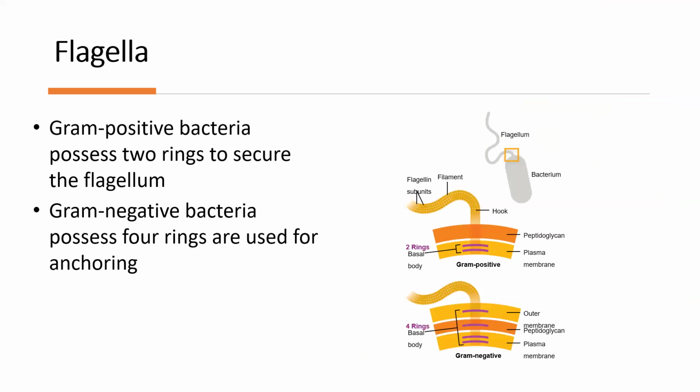This is just a small bit, but gram-positive bacteria possess two rings to secure the flagella in the membrane, while gram-negative bacteria possess four rings. So we've got two on the inner membrane, one in the peptidoglycan, and one in the outer membrane.